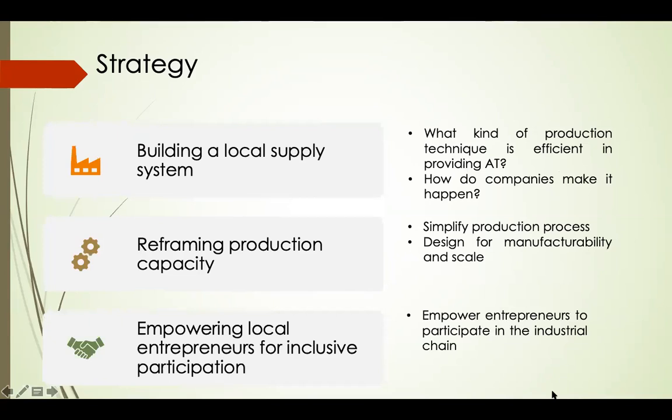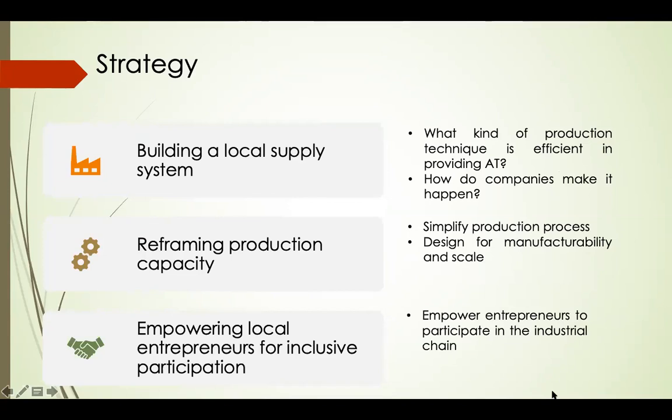So here we have building a local production system. We asked what kind of production technique is efficient in providing appropriate technology, and how do companies make it happen? So appropriate technology needs a fit between production techniques and technical structure, as well as between production techniques and the characteristics of local resources. And based on this, we can identify the next 2 activities.